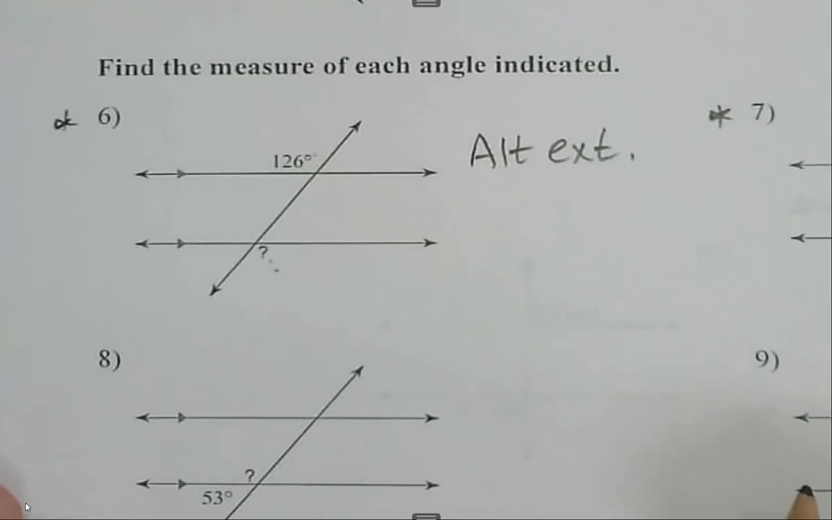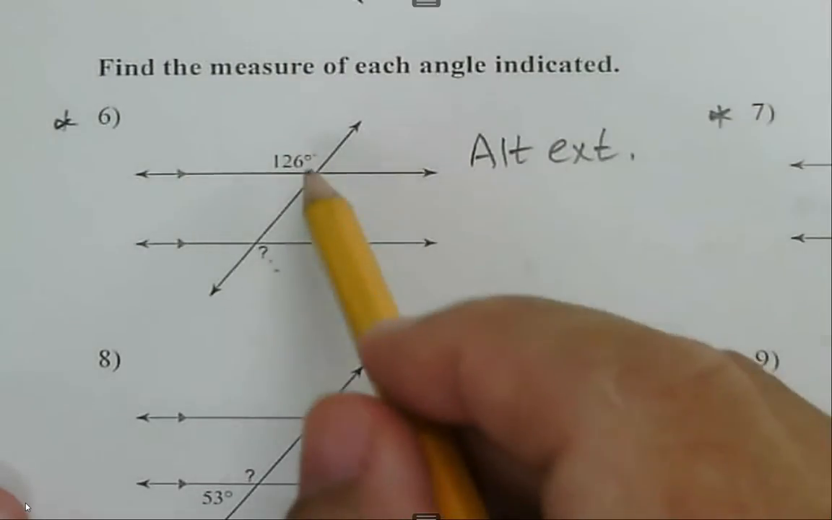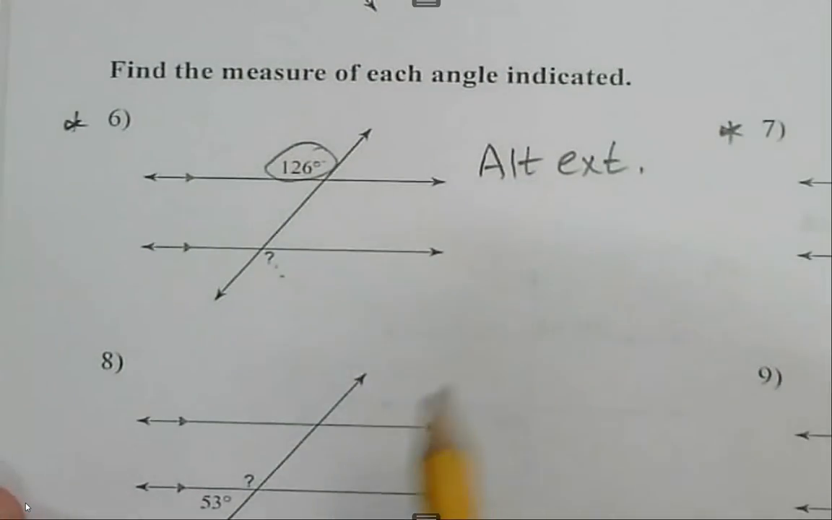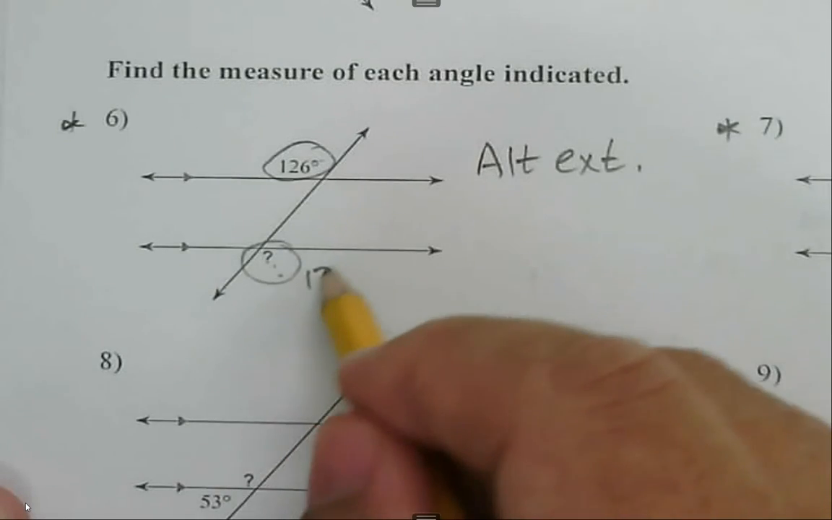So I can conclusively say that these are alternate exterior angles. And so if they're alternate exterior angles, I know they have to be congruent. So if this one is 126 degrees, guess what? This one also has to be 126 degrees.